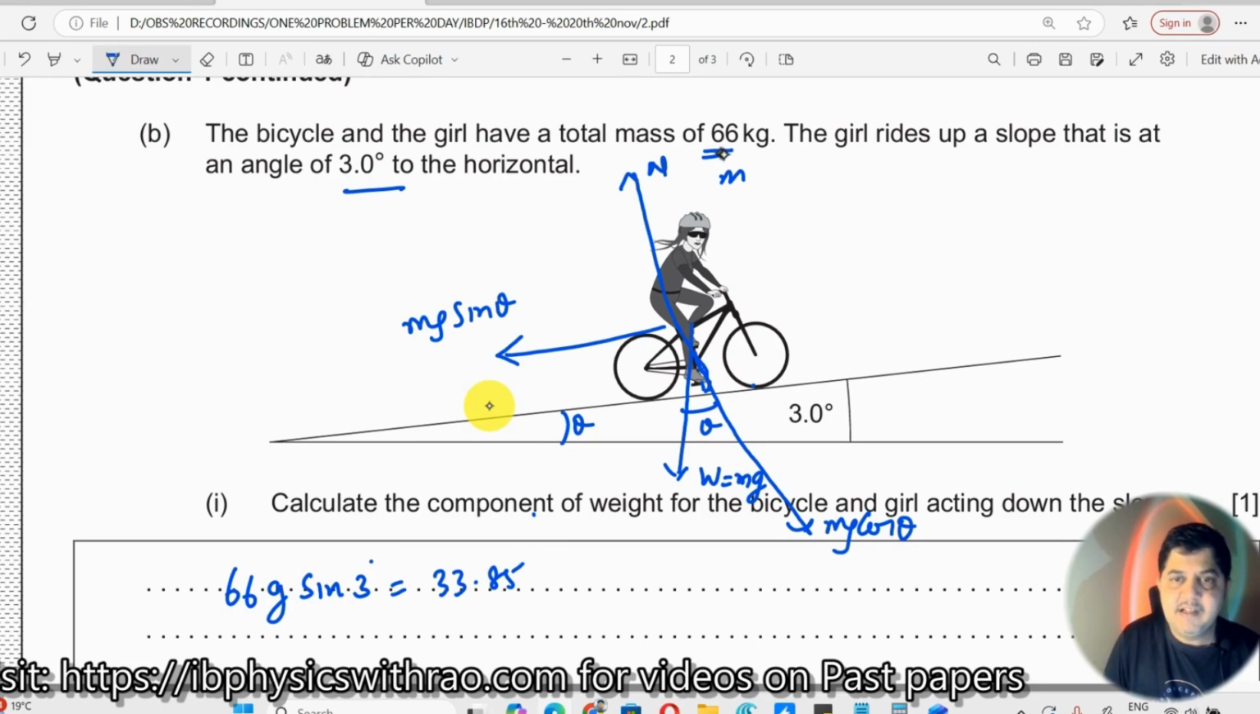See here, it is two significant figures, so I will make this 34. What is the unit? Newton. The answer is 34. Okay.